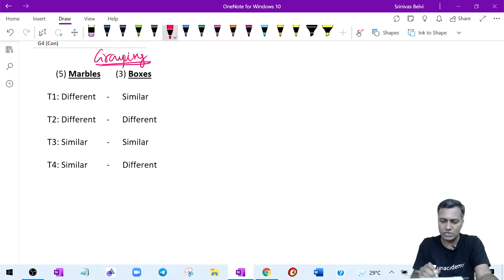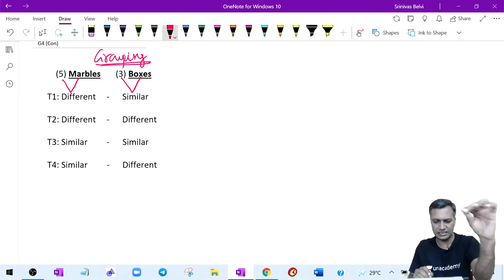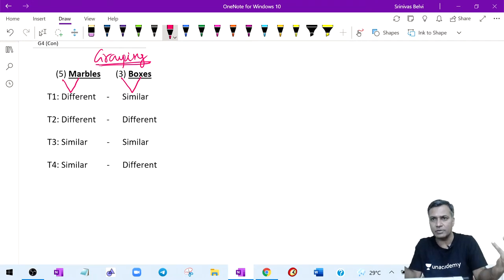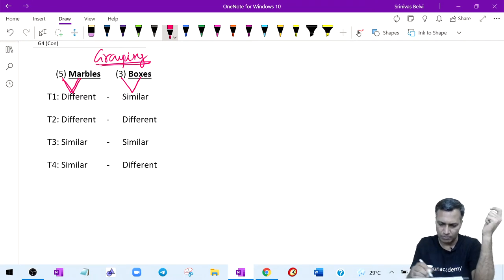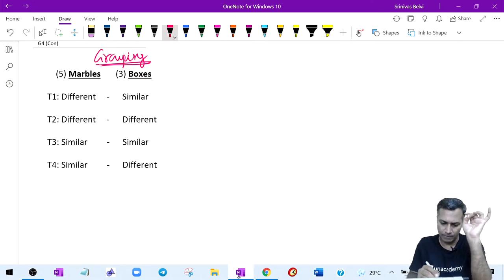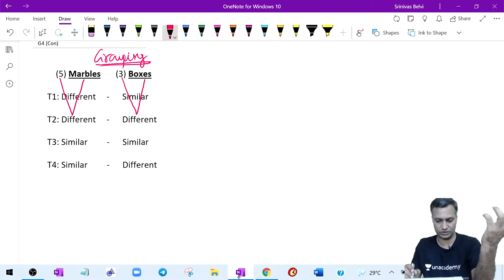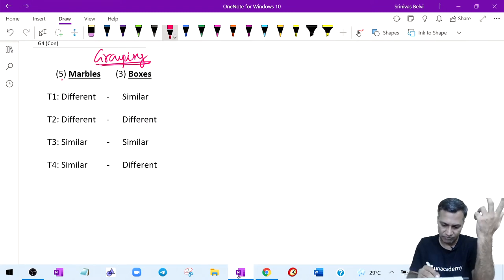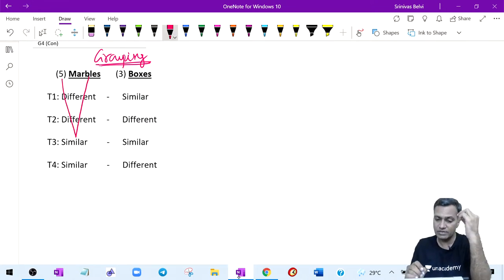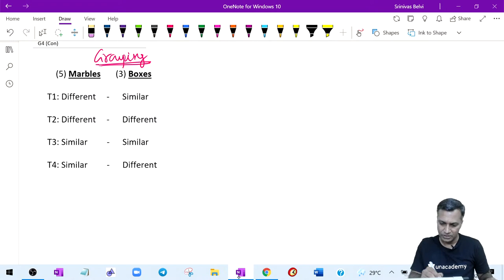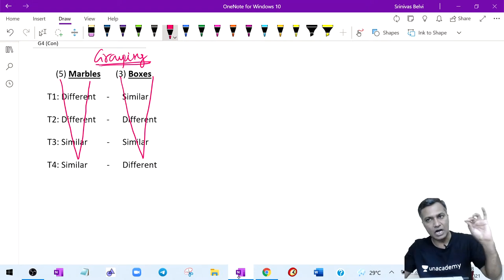There are four types: different to similar, and so on. What is this? Five different marbles, three similar boxes. I'm just trying to explain what different and similar mean here. In how many ways can five different marbles be placed in three similar boxes? That can be one question, which is different from how many ways five different marbles can be placed in three differently looking boxes. That's again a different question. Which is again different from five similar marbles in similar boxes, another variety. Similarly, how many ways five similar marbles can be placed in three different boxes becomes another variety.